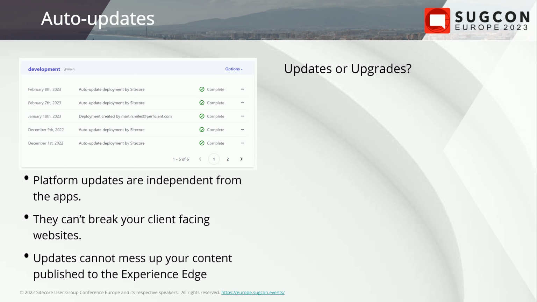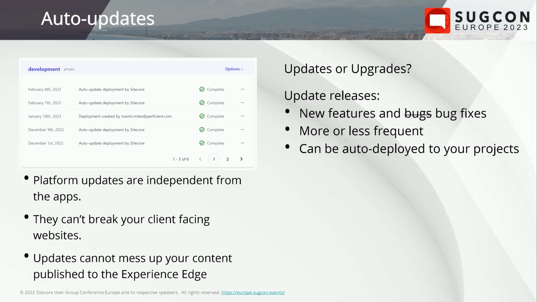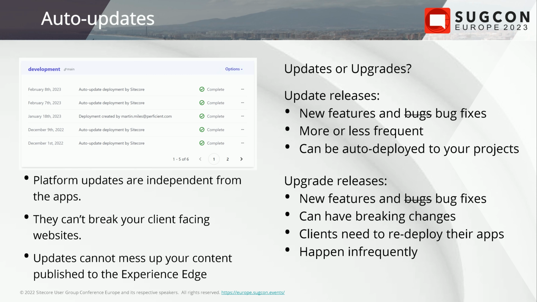Sitecore differentiates two types of releases, updates and upgrades. Update releases include new features and bug fixes. These are non-breaking for customer XM implementation. These could be automatically deployed to customer projects by Sitecore, and releases may occur frequently. Upgrade releases also include new features and bug fixes, but these may introduce changes to your platform that require customer or partner intervention in order to modify customizations.